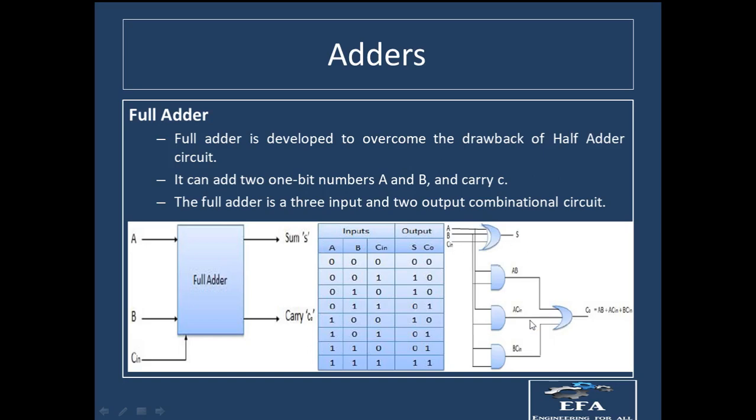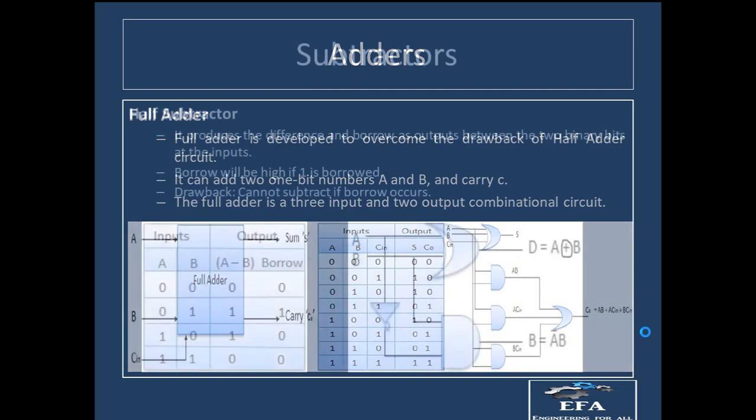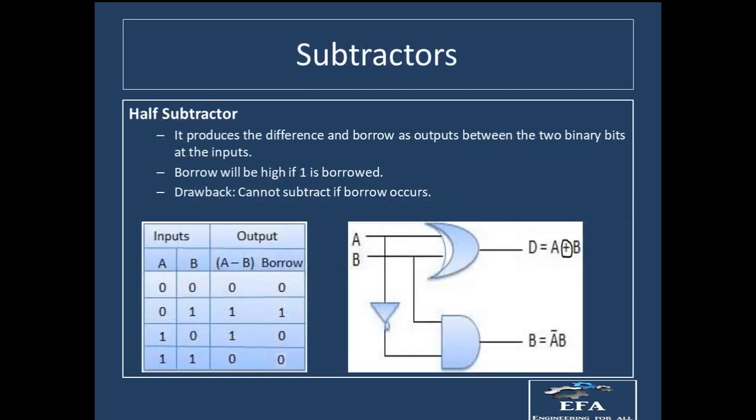Okay, on the other hand, when we talk about the carry part, it will be the sum of three products, right? So this will be AB plus A C in plus B C in. So ultimately we will be having AB plus A C in plus B C in at the carry part, right? So this is the full adder. Okay, so after that, let us move on to the next part, that is the subtractor.